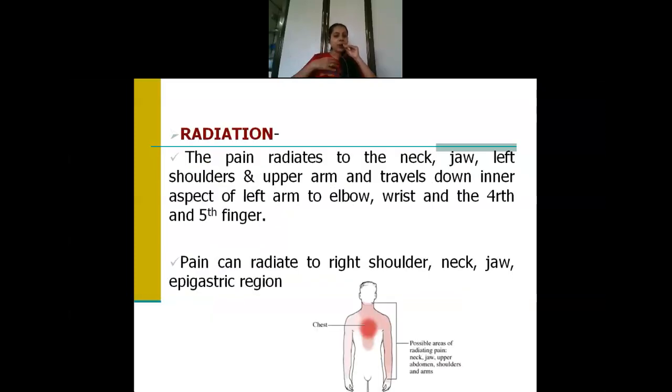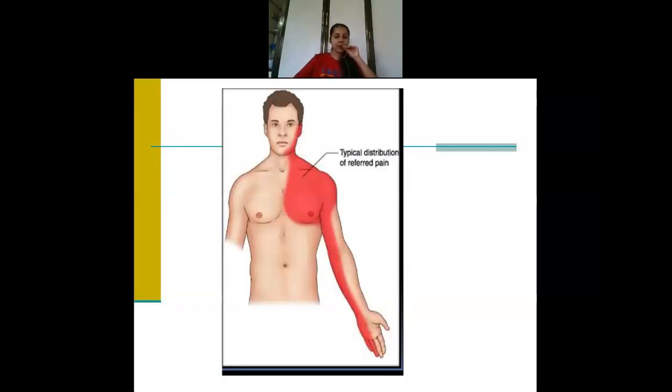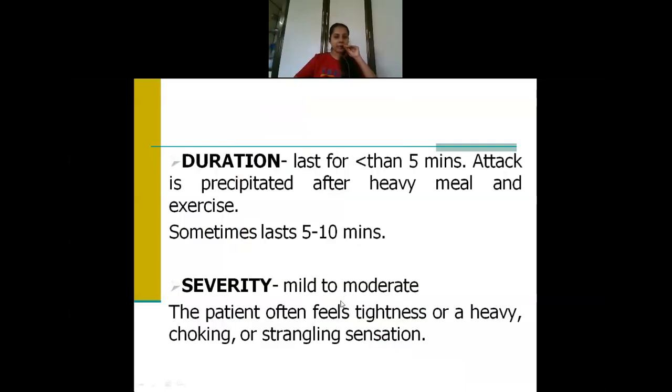I already told how it radiates. It radiates to the neck, jaw, left shoulders, upper arm, then travels to the wrist and to the fourth and the fifth finger. Okay, last it travels to the fourth and the fifth finger. Some patients also complain of slight pain on the right side. Okay, right shoulder, neck or jaw, and even to the epigastric region. So this is the typical distribution of the angina pain.